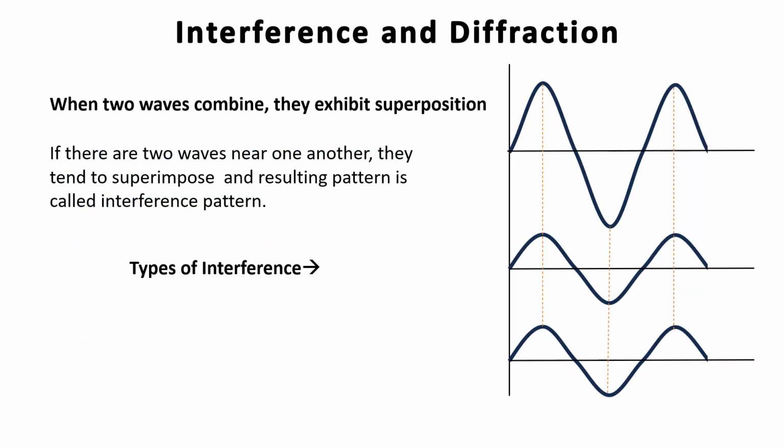So let's learn about interference and diffraction. Before that, we should know something about superposition. When there are two waves present in the same space, those two waves combine and they exhibit superposition. If there are two waves near one another, they tend to superimpose and the resulting pattern is called an interference pattern. A few things can happen when interference occurs.